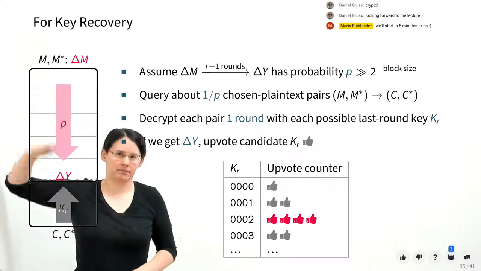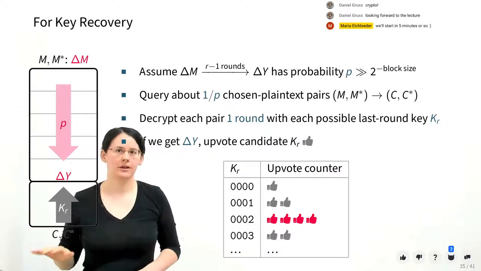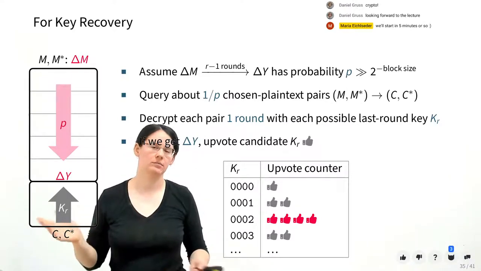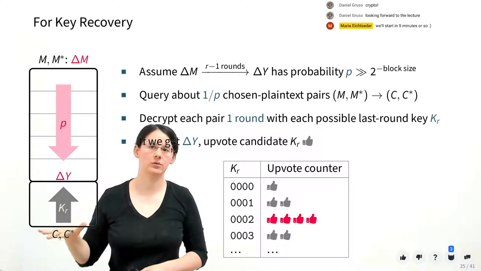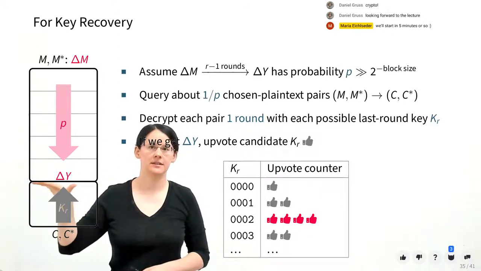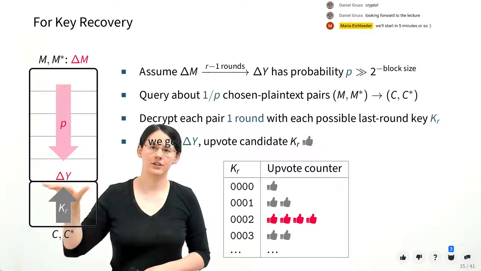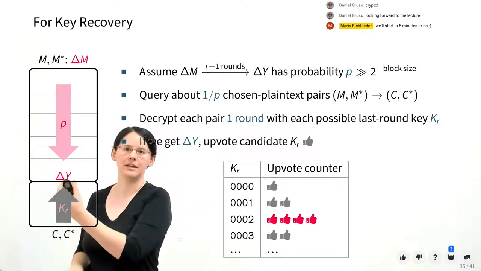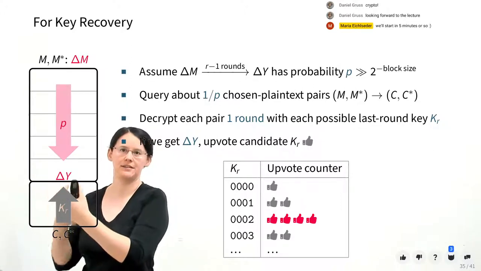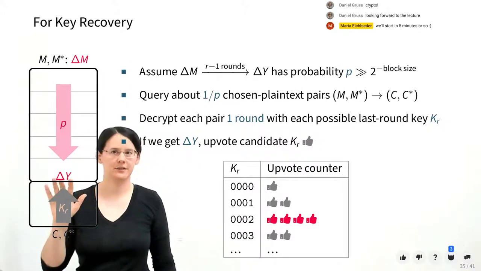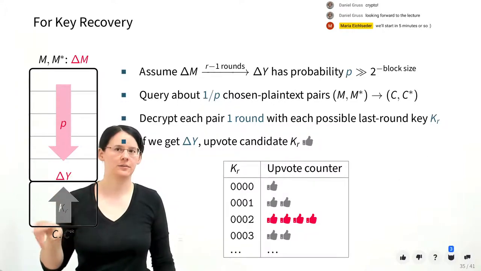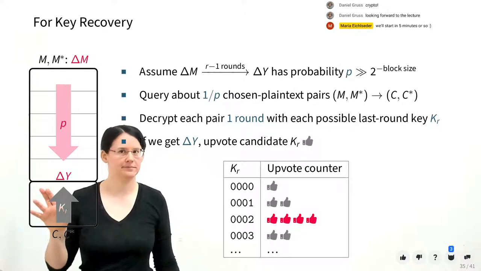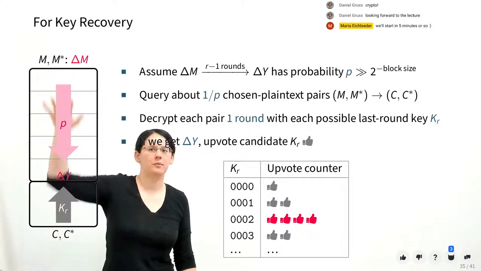And then I get a couple of ciphertexts. For each of the ciphertexts, I guess a part of the last round key, or all of it, depending on how much I need to compute backwards to this state here. And now I check whether my ciphertext pair produces a pair of intermediate values which has exactly the predicted difference. If it has the predicted difference, I give the corresponding key candidate a thumbs up. If it doesn't, I don't. And this I repeat for many of the messages.